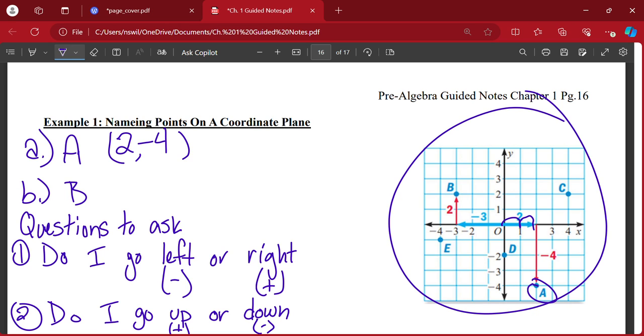So with B, do I go left or right? I know I go left to get to B. So we go left -3 spaces. And do I go up or down? We go up. We go 2. So we know that it's going to be positive for our y coordinate.